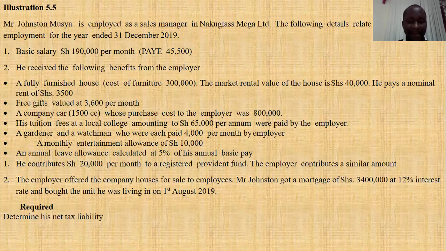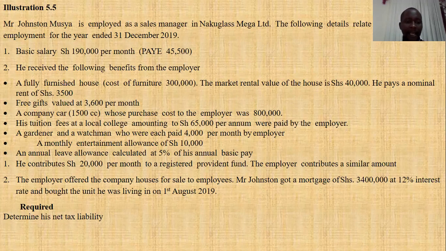Car benefit, CC rating 1,500, and it costs the employer 800,000. Do you remember something like what percentage for cars? What percentage for cars? Should be able to remember. Then next is tuition fees, which is outrightly a taxable benefit. Gardener 4,000, watchman 4,000, and it is per month.